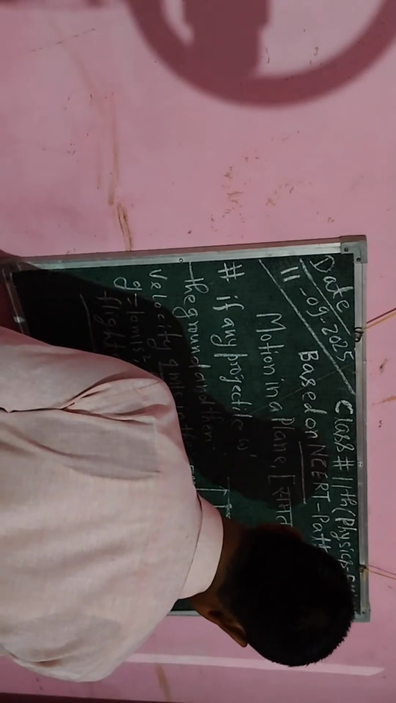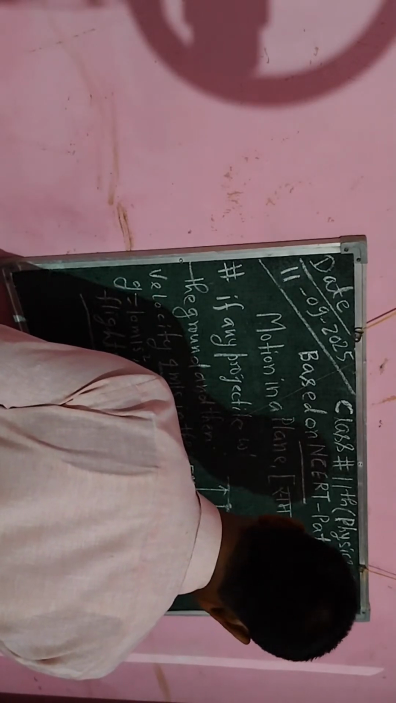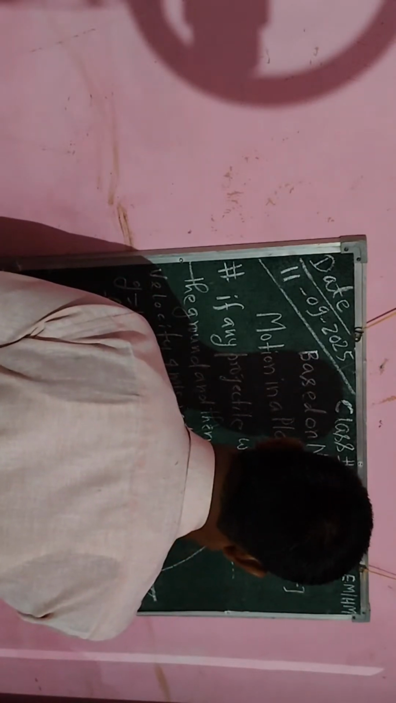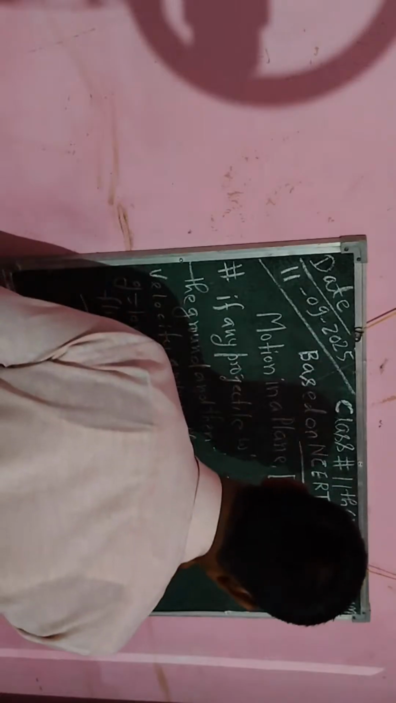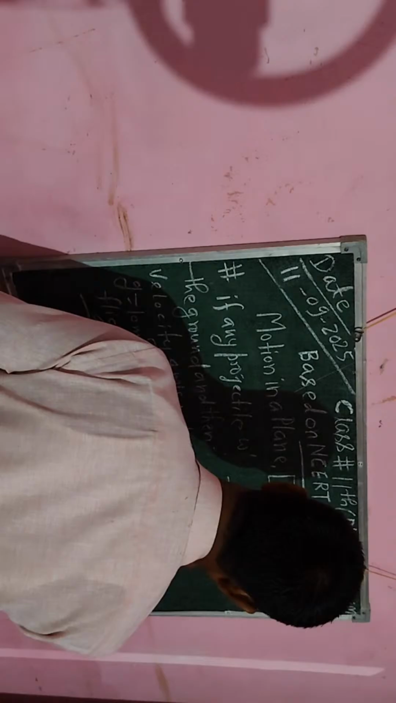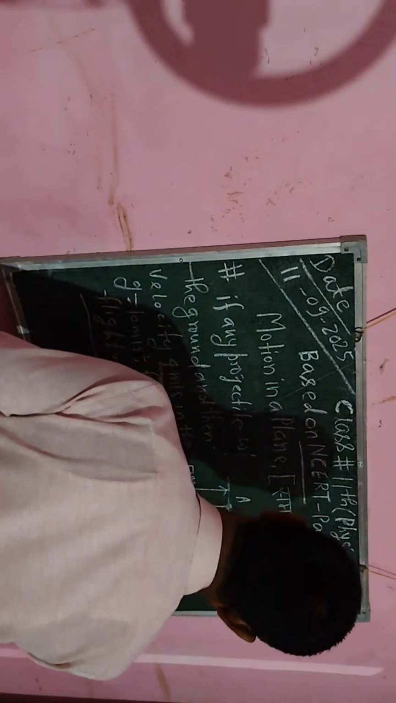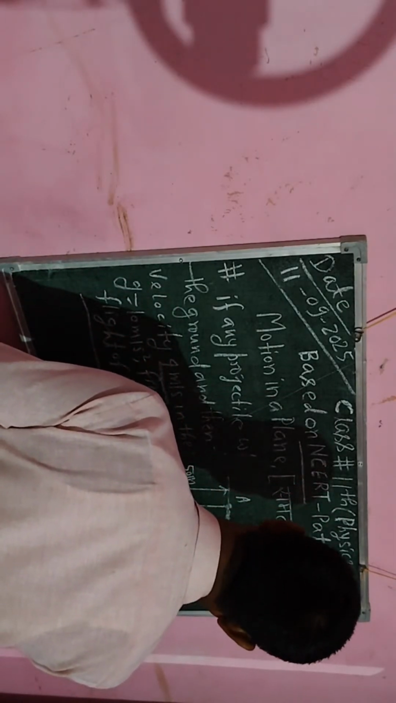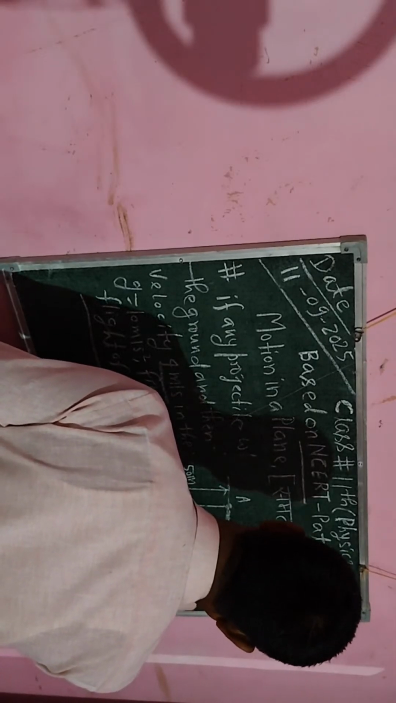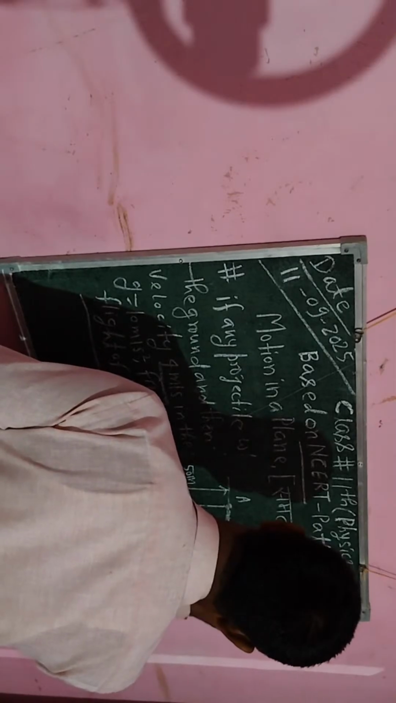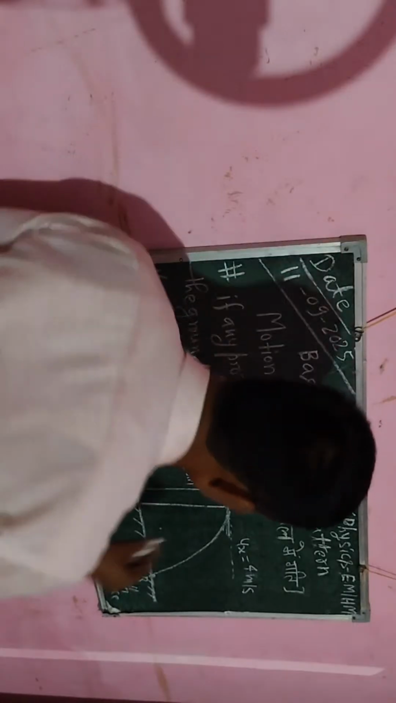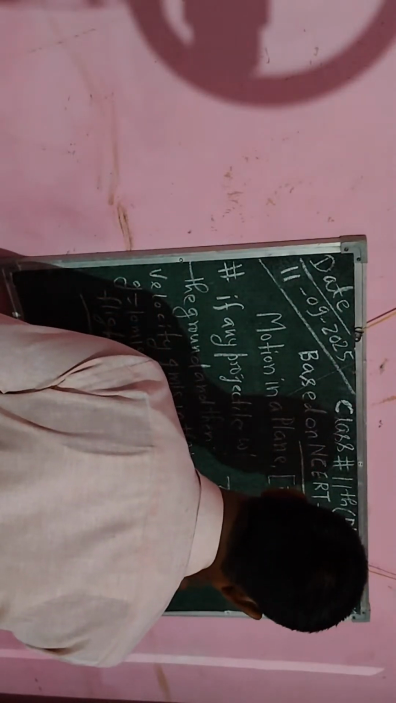Suppose this is the point B, and this is the point A, from where the projectile is projected. Along this axis, I will say that the velocity given here is 4 meter per second. That is given. So at 4 meter per second, that object is going downward.